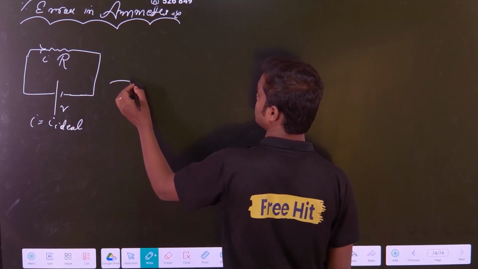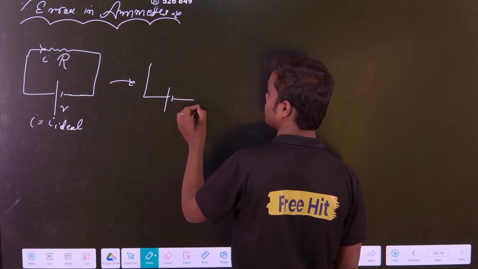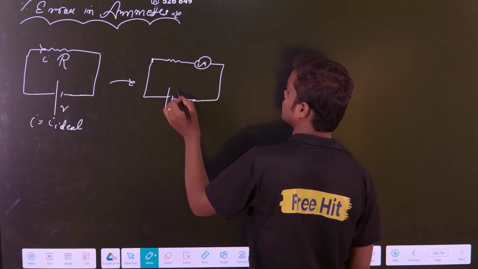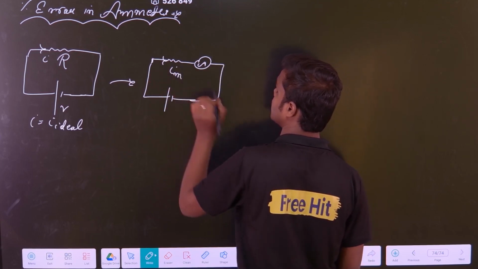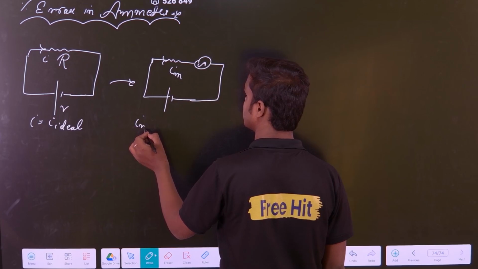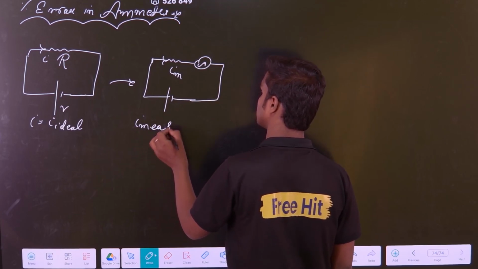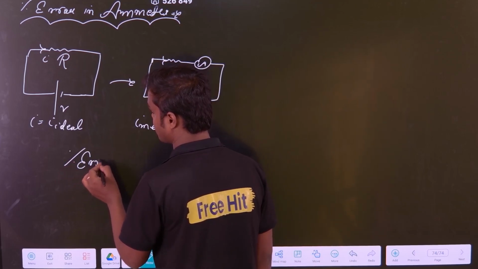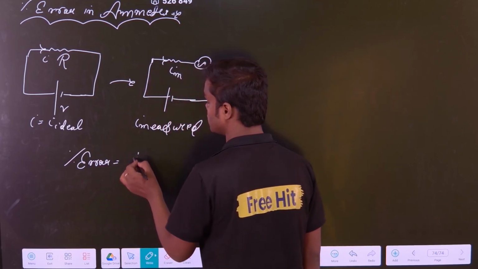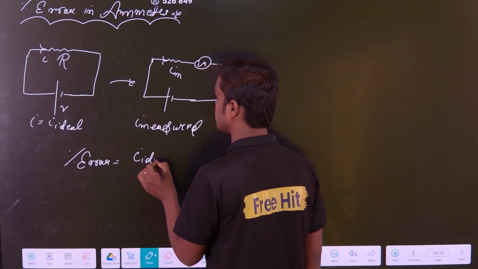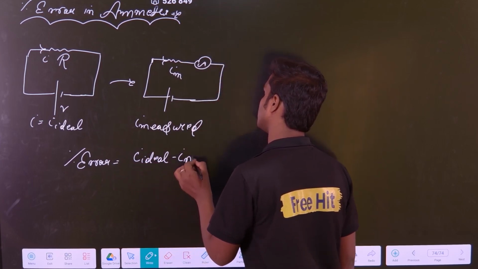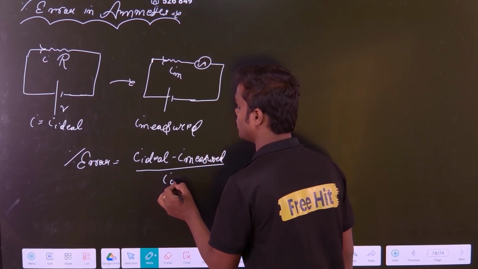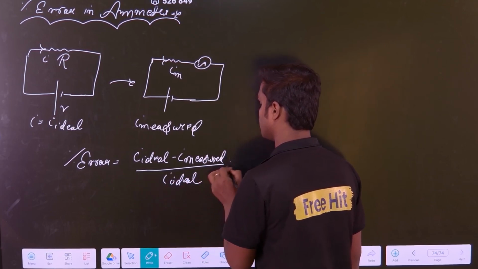Now what I did, I connected an ammeter to it, and it measures some current. This here is called I measured, correct? So what is my percentage error? The percentage error will obviously be I ideal minus I measured, that is how much current has been lost, divided by I ideal, into 100.